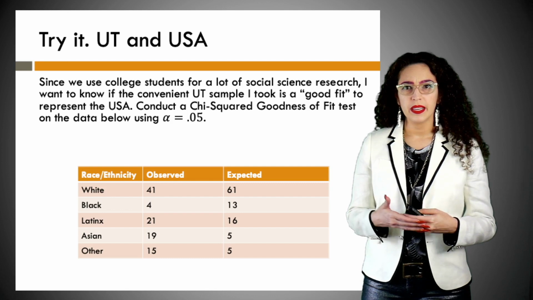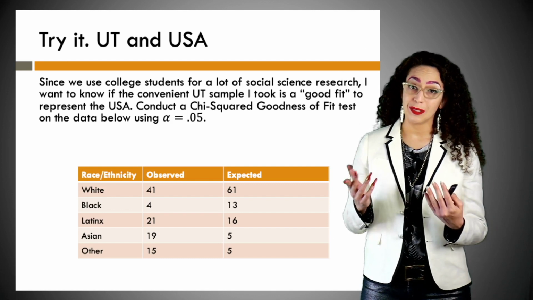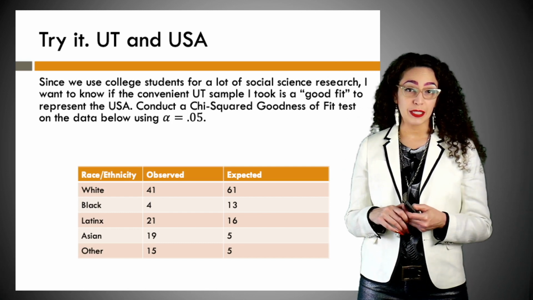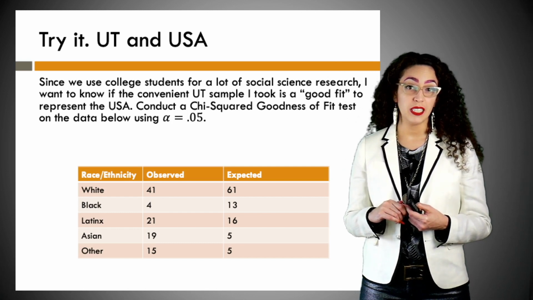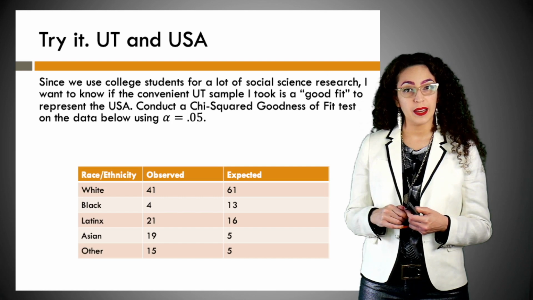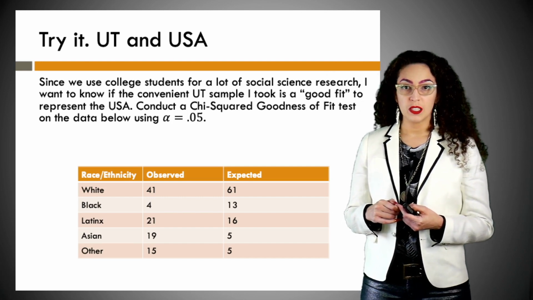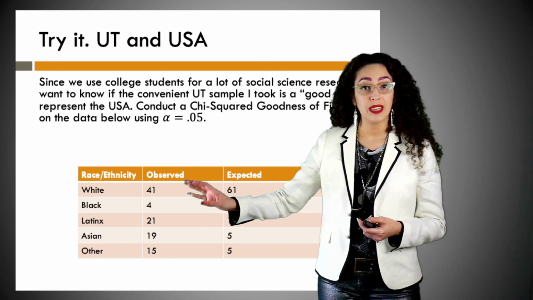Let's try another one. Since we use college students for a lot of social science research, thank you, I want to know if the convenience UT sample I took is a good fit to represent the USA. Conduct a chi-square goodness of fit test with the data below at the 0.05 level. So here is what we observed at UT.